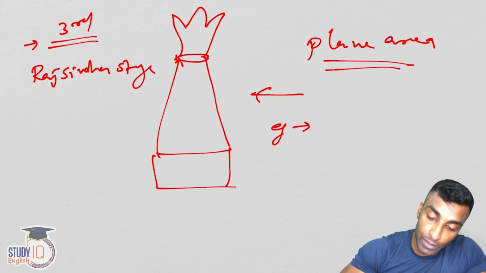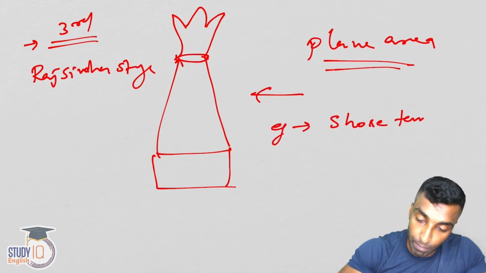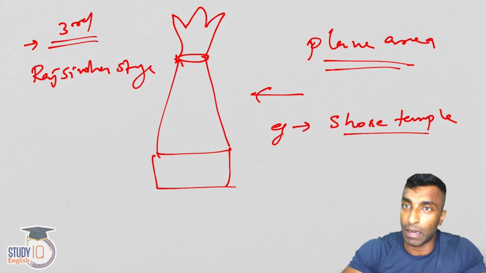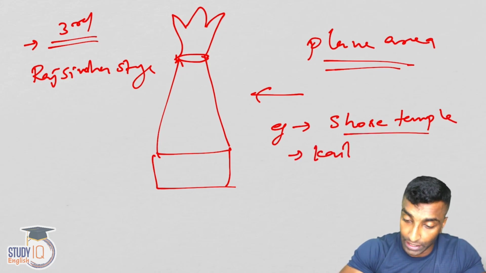What are the examples? I can give the Shore Temple, again in Mahabalipuram, Mamalapuram, and then the Kailashnath temple.